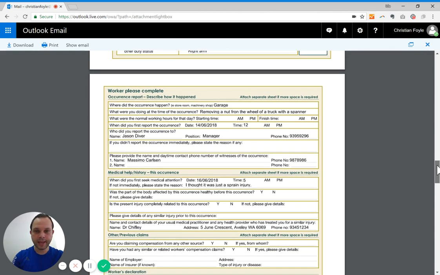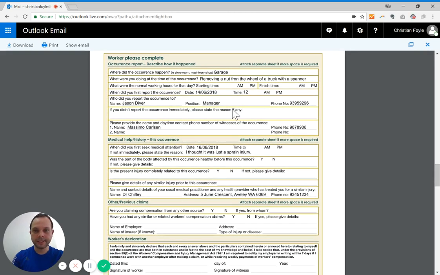Moving on to the next page, it details where the occurrence happened. So it's got examples there, such as storeroom or machinery shop. So in this situation, we've put that it happened in the garage. Next, what you were doing at the time of the occurrence. So I've written removing a nut from a wheel of a truck with a spanner.